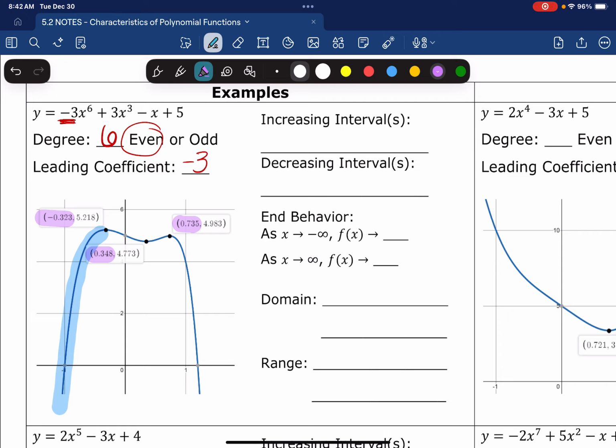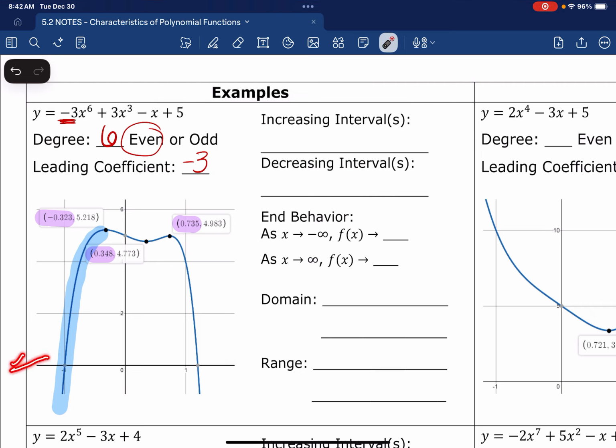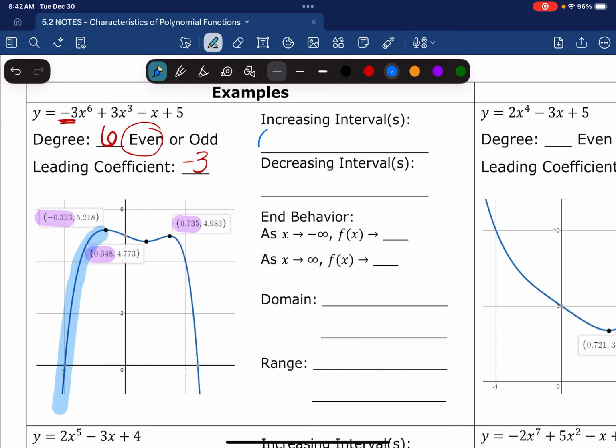Okay, so our increasing interval, this first interval, starts way over here at negative infinity, all the way until I get to this value right here. What is that x value? It's negative 0.323. So we have an increasing interval from negative infinity all the way to negative 0.323, close parenthesis. Okay, then I have another interval.